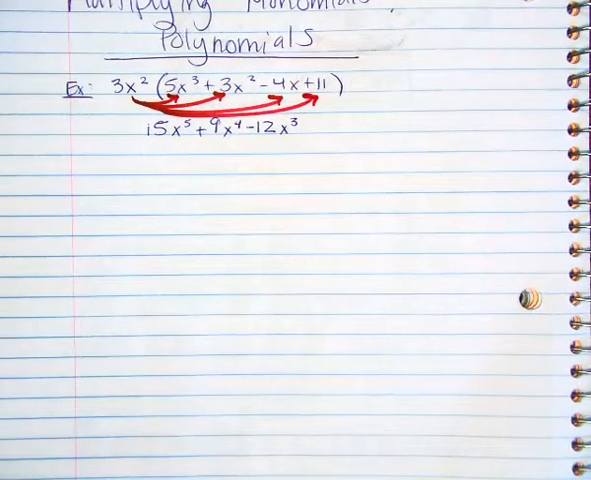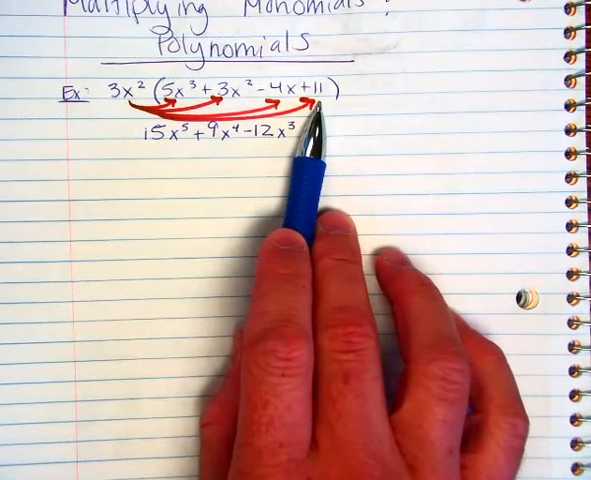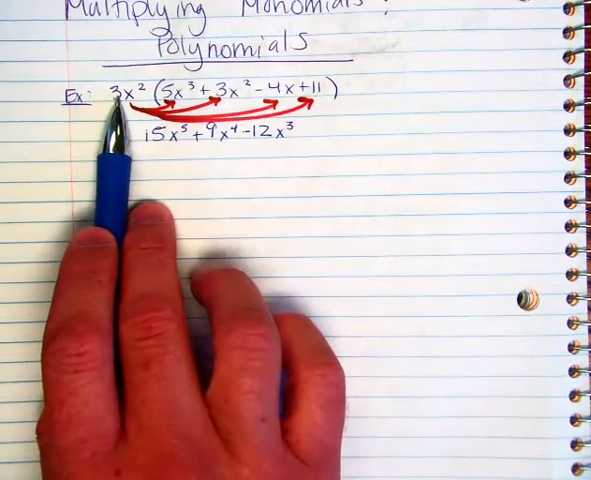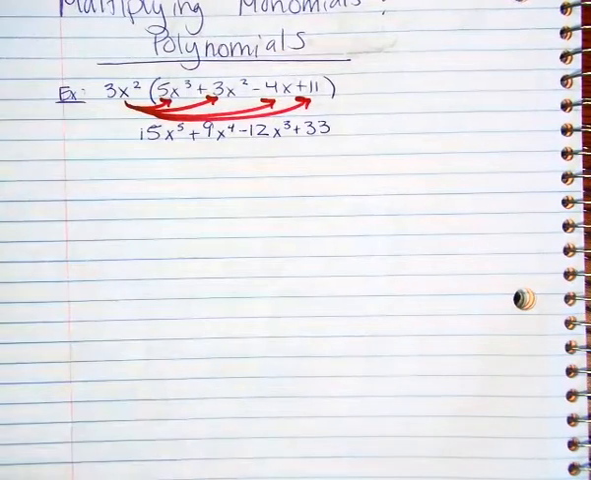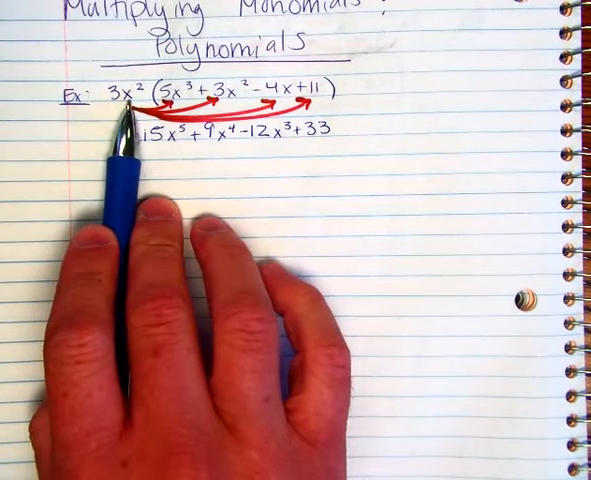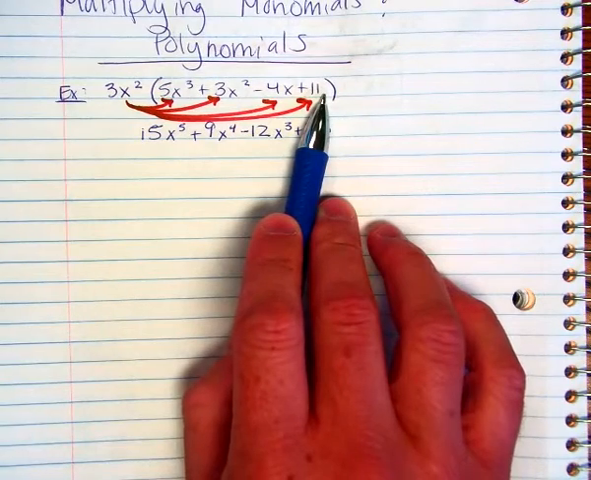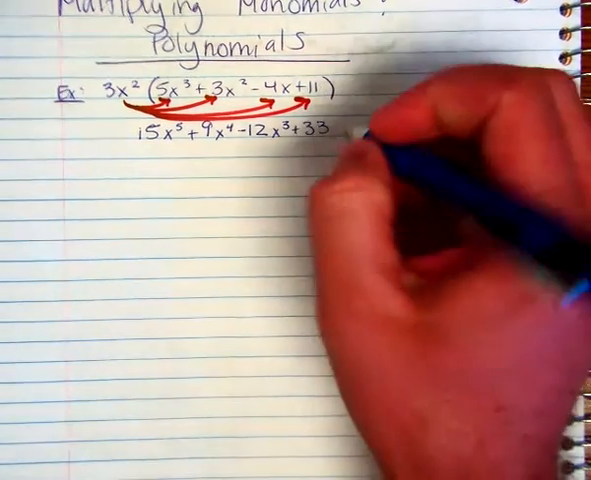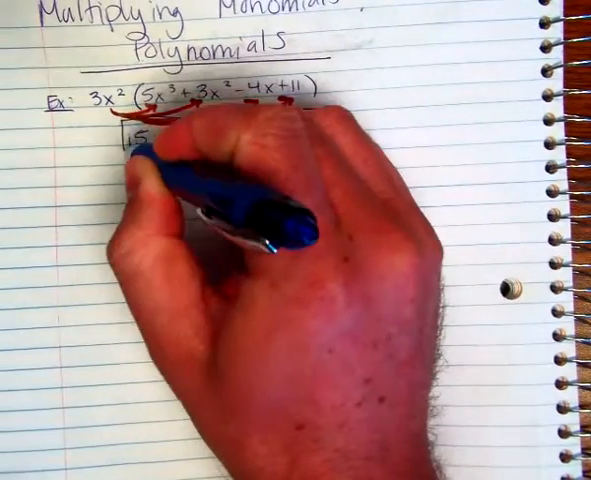Last piece, we're almost there. 3x squared times 11. Multiply the coefficients. 3 times 11 to get a positive 33. I have x squared out here that I'm bringing in. There are no x's here on the 11 to change it, so it's still x squared. That is my entire answer.